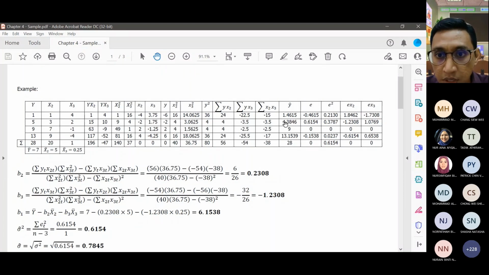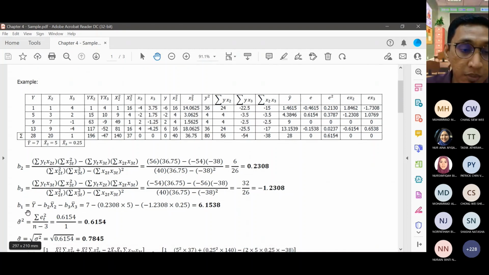Here we have the y hat, but in order for us to proceed with y hat, the residual, its squared value, and the rest, we need to first determine our estimators for B1, B2, and B3. Since we cannot determine B1 before we determine B2 and B3, we proceed with B2 first. So here we have the same formula for B2, and you can get this information from the table that you have constructed.